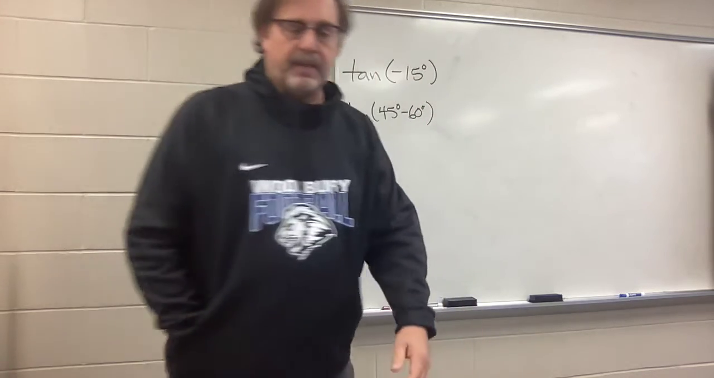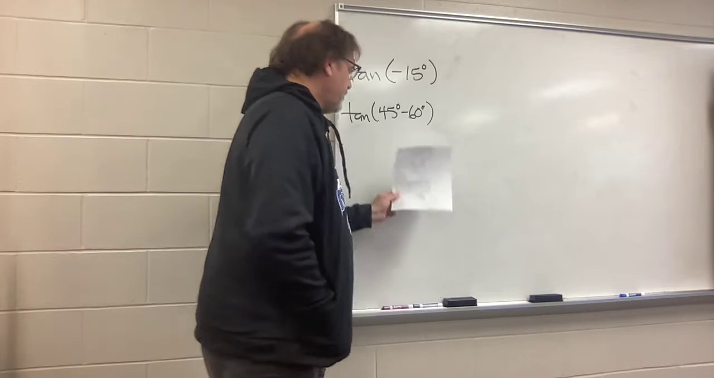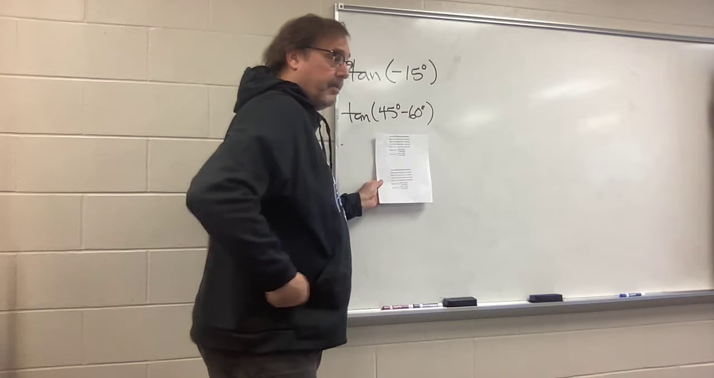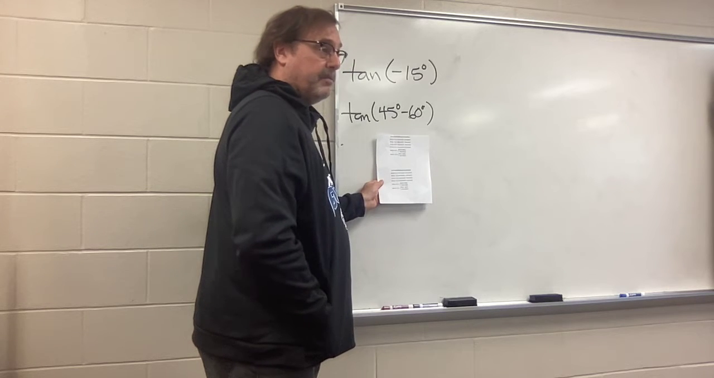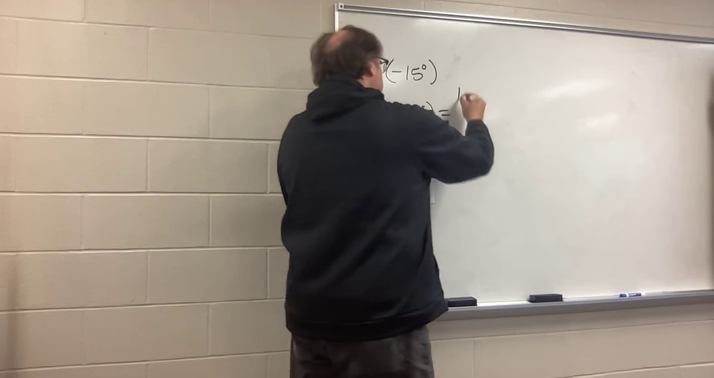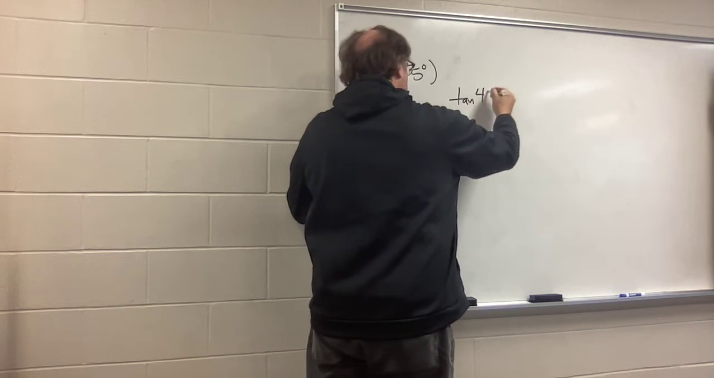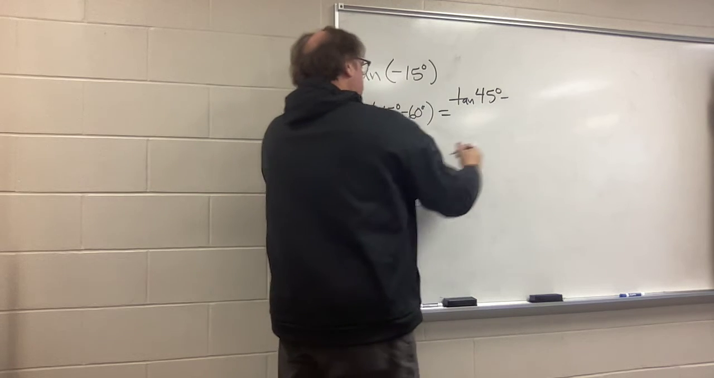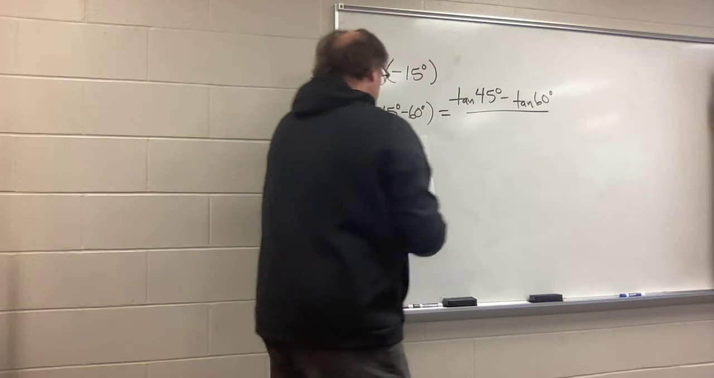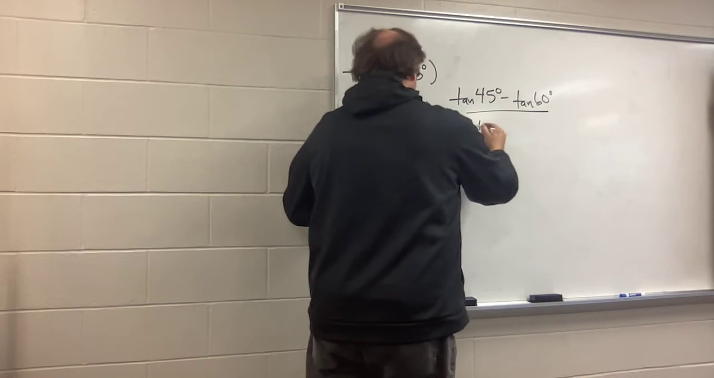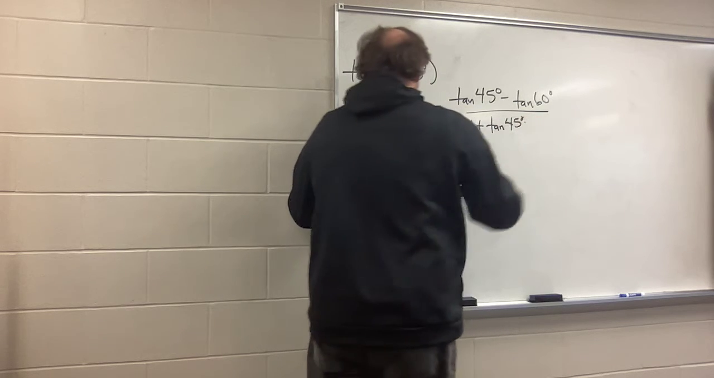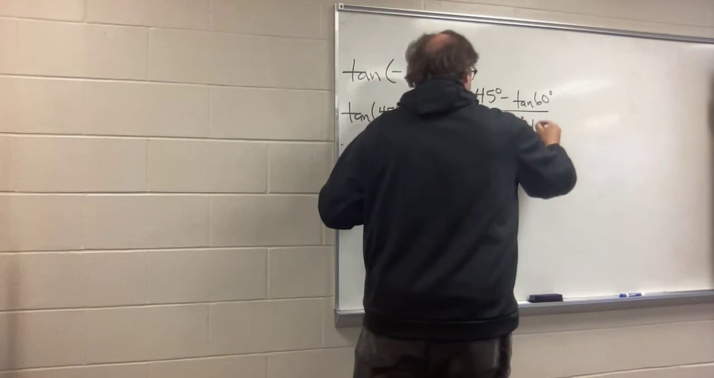So now the tangent formula. Real easy question. Do I use the tangent plus formula up here? No. Do I use the tangent minus formula? Yes, I do. All right, here we go. Tangent alpha, tangent the first one, minus tangent of beta, tangent of the second one, over 1 plus tangent alpha times tangent beta.